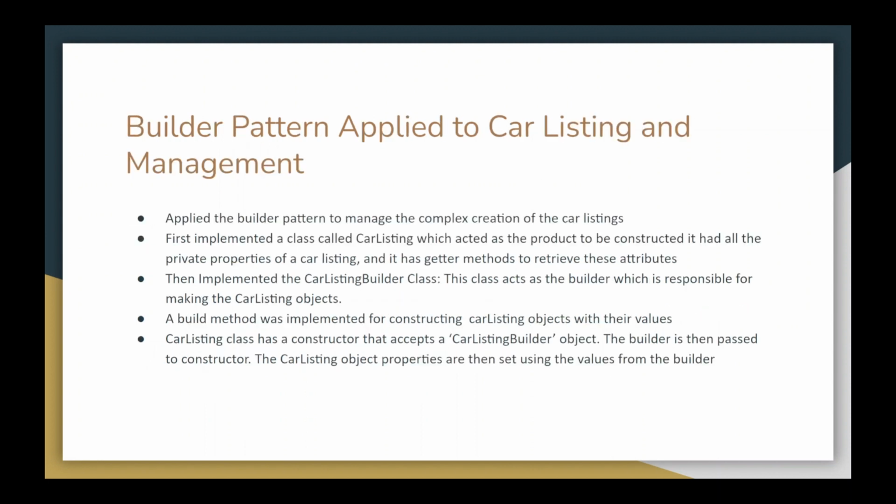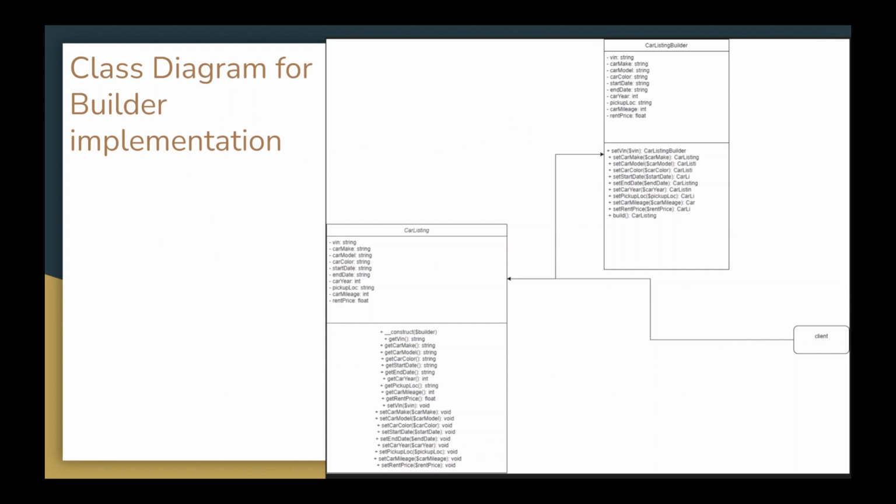I first implemented a class called CarListing, which acted as the product to be constructed. It had private variables for the car fields. Then I implemented the CarListingBuilder class, which acted as a builder responsible for making the car listing objects. A build method was implemented for constructing the car listing objects. The CarListing class had a constructor that accepts a CarListingBuilder object. This builder is then passed to the constructor. The CarListing object properties are then set using the values from the builder. And here is the class diagram for this.